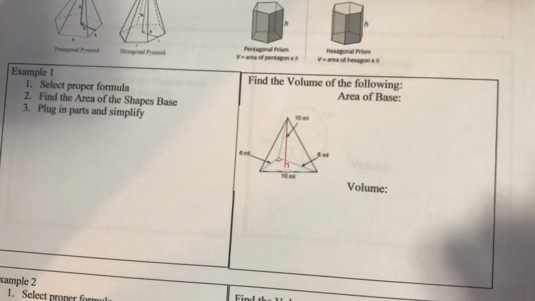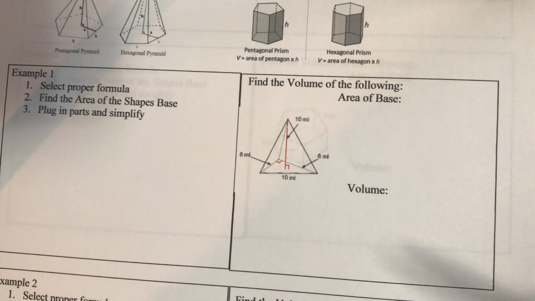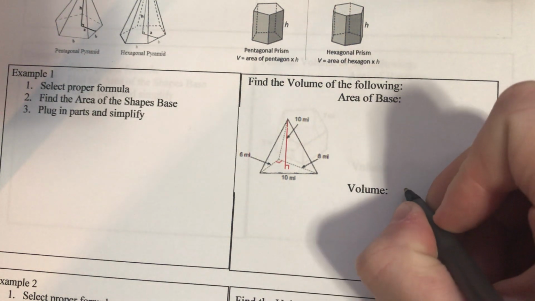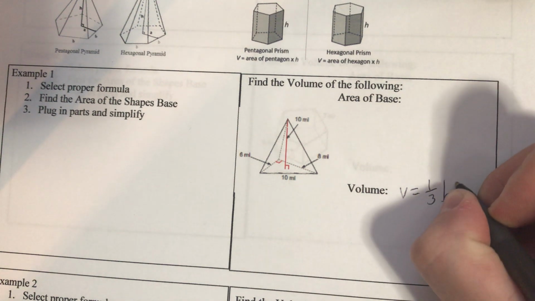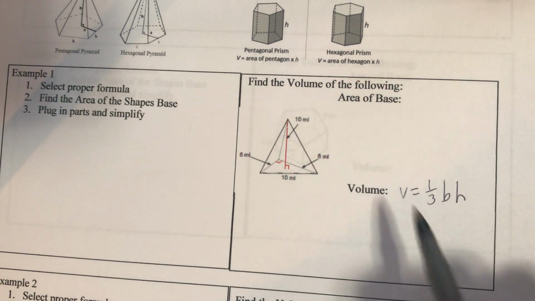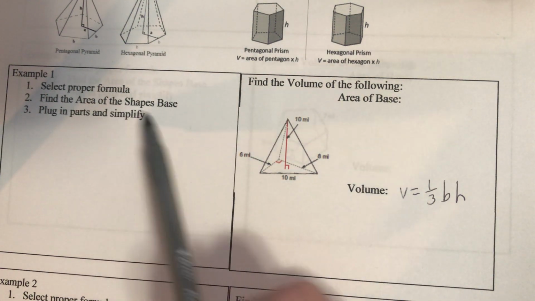The first step is to select the proper formula. We know this is a pyramid, so the formula I'm going to use for volume is 1/3 base times height. That's something we want to write out. Then we're going to find the area of the shape's base.